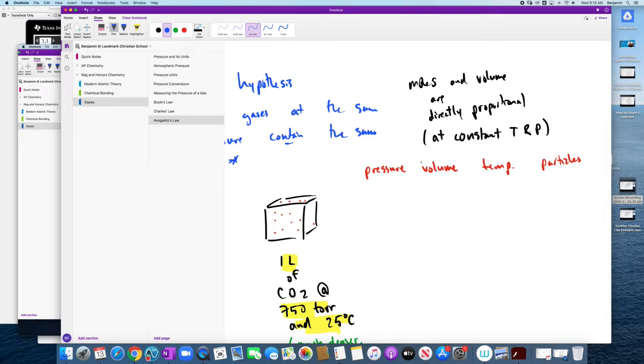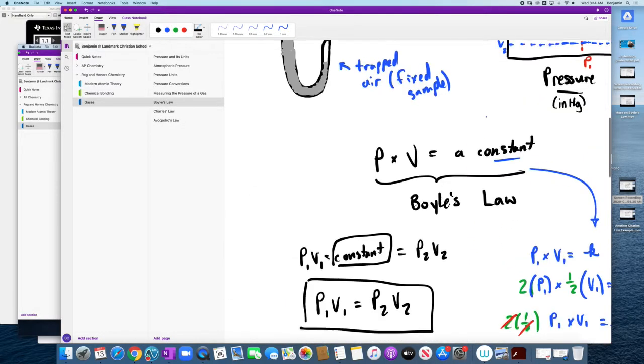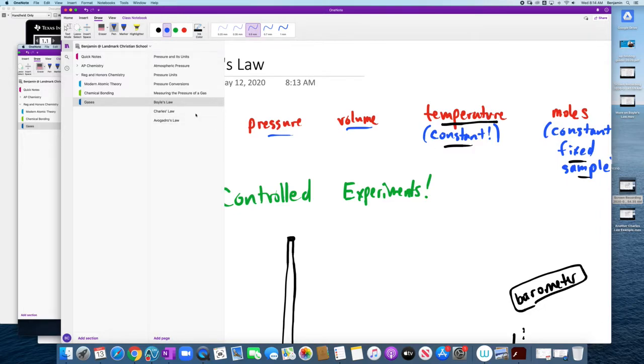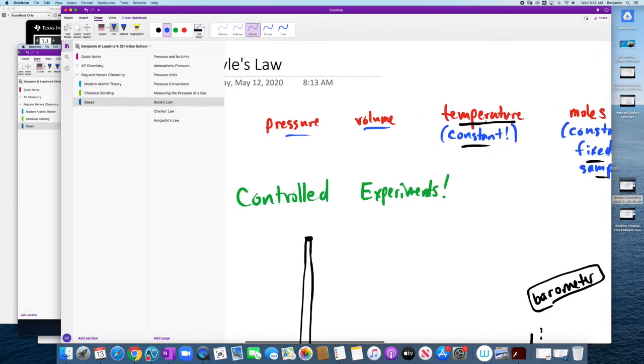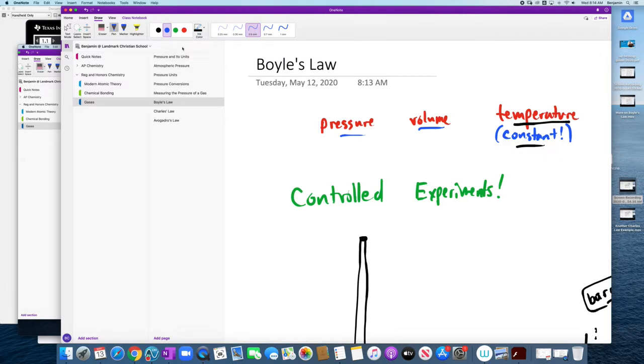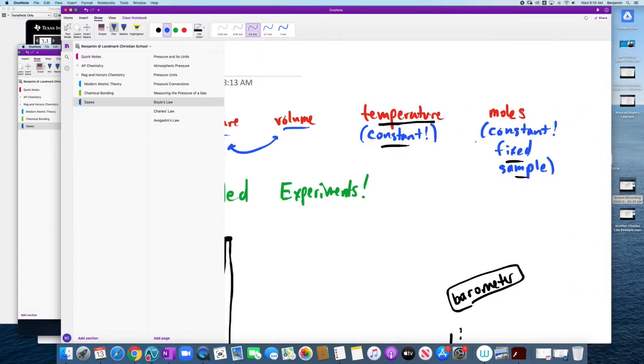Avogadro's law, we're focusing on volume and particles, and we're holding these constant. Okay, and so hold pressure constant, hold temperature constant, and then we can look in a controlled way at the relationship between volume and the number of moles. Okay, so each one of these gas laws we've talked about, Boyle's law, Charles' law, Avogadro's law, there are particular variables that we're looking at in a controlled way as we hold the other ones constant.